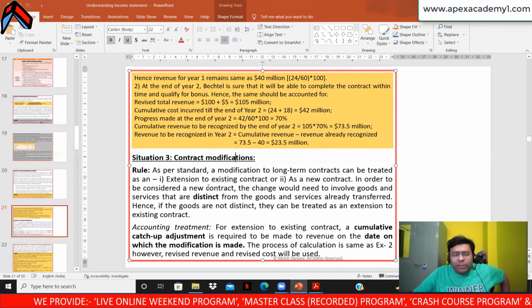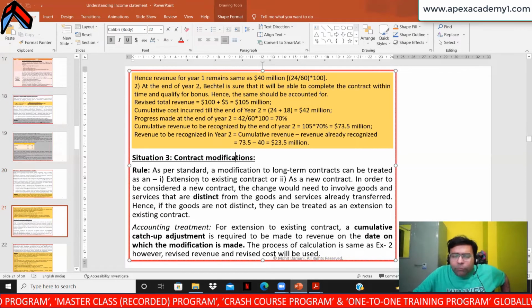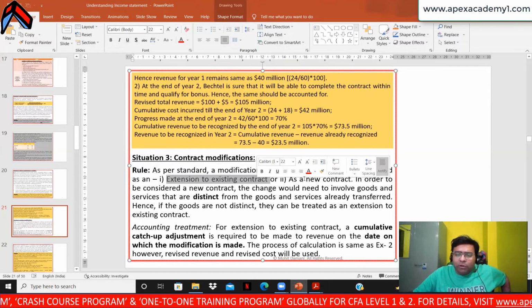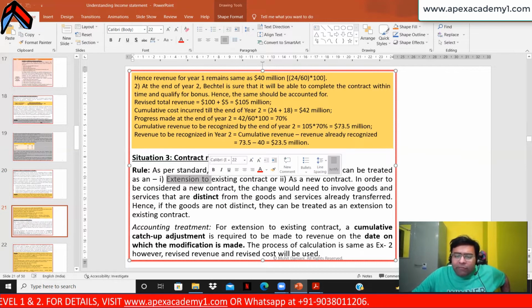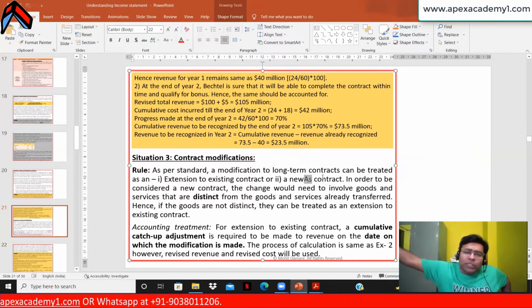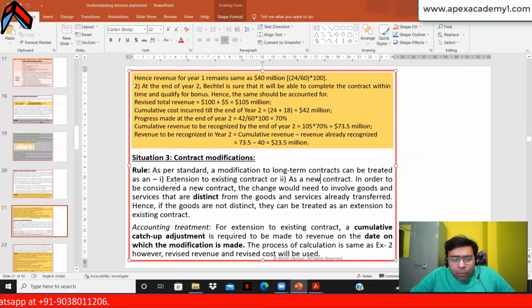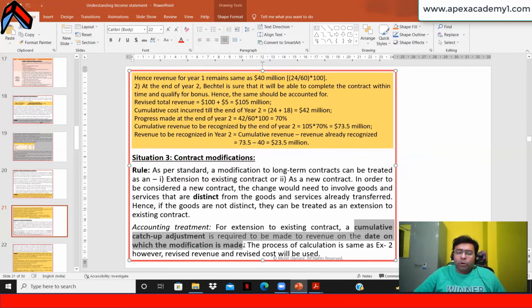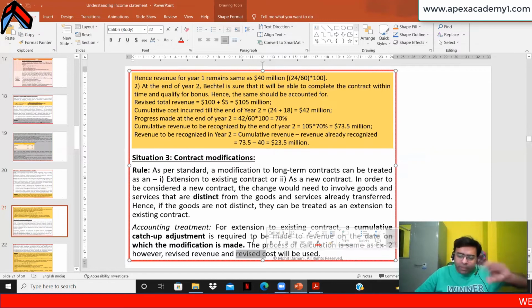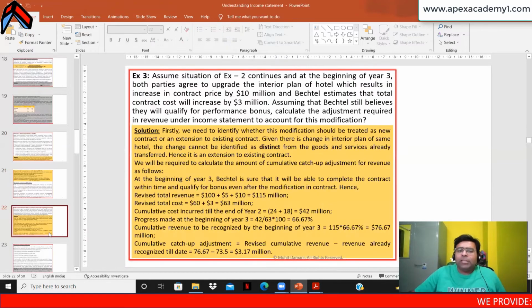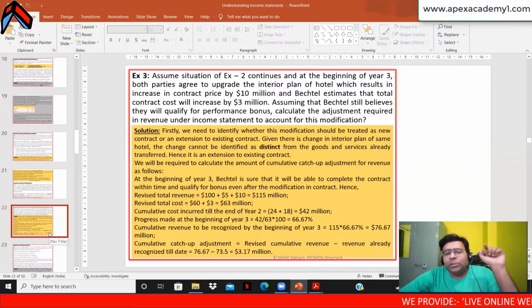Third is contract modification. As per contract modification, how will you deal with that? It is treated either as an extension of the existing contract or as a new contract, so there are two situations. When it is a new contract, the entire story starts again, and you don't need to worry about that. But the problem arises when it is an extension of the existing contract. In that situation, a cumulative catch-up adjustment is required to be done on the date on which the modification is made. What is the cumulative adjustment? Revised revenue and revised cost need to be calculated, and then you calculate the differential amount of revenue that should be recognized.